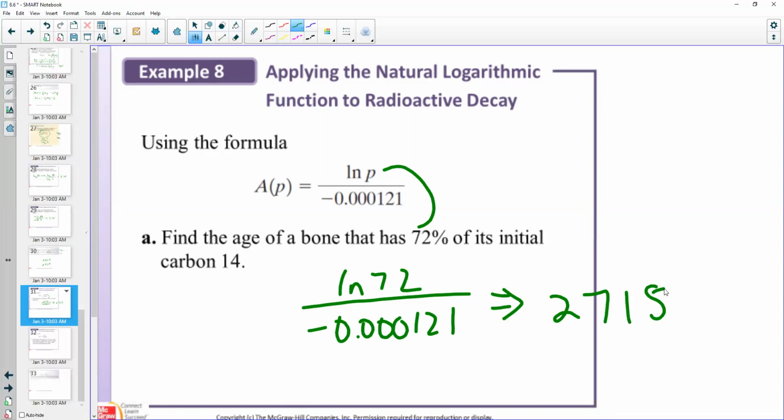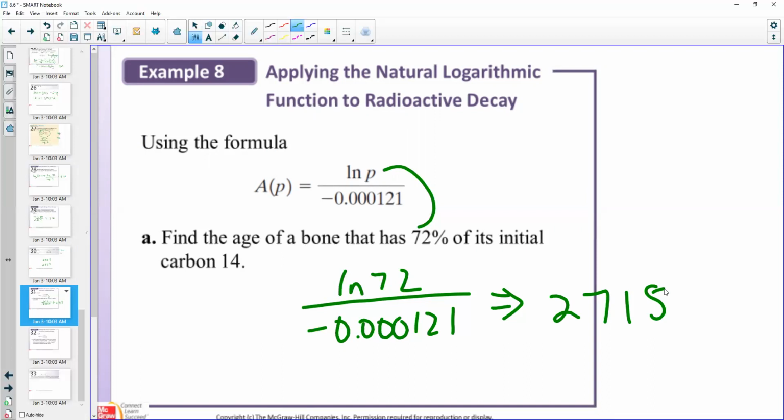I have to make sure I did that right. It looks like my answer has a decimal in it in my notes, but I don't know if it does. Divide by negative 0.000121. Oh, and I have this like crazy different answer. Maybe I have too many zeros. I don't know. ln of 72. I don't know what I got. Wait, let's try that again. Find the age of the bone. My goodness, what just happened here?